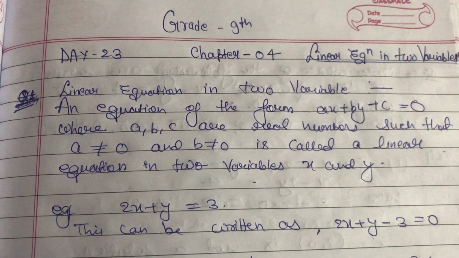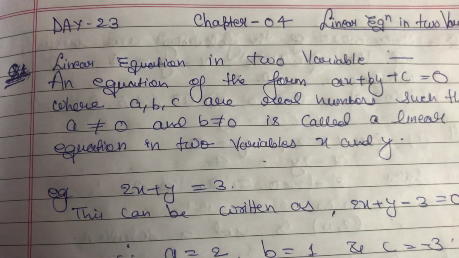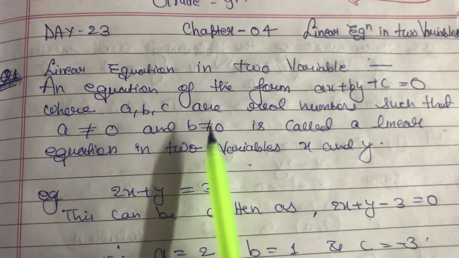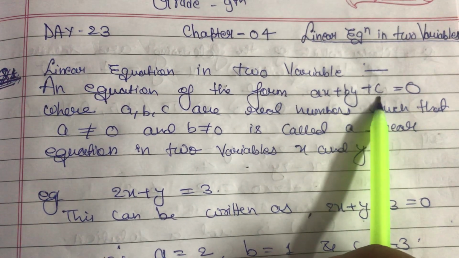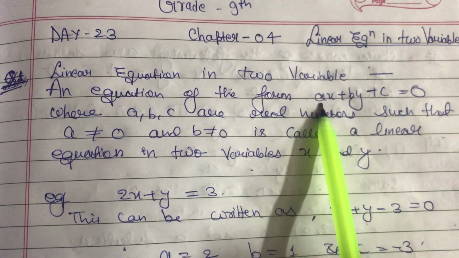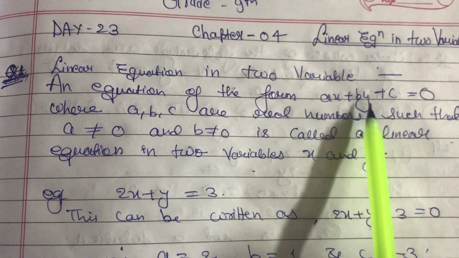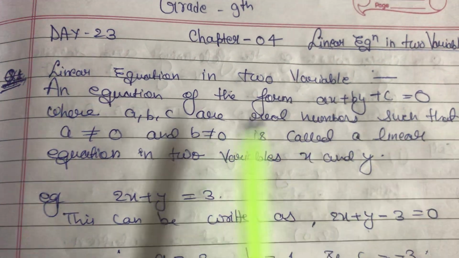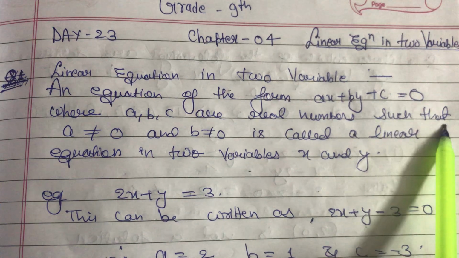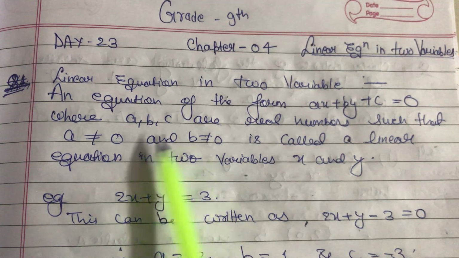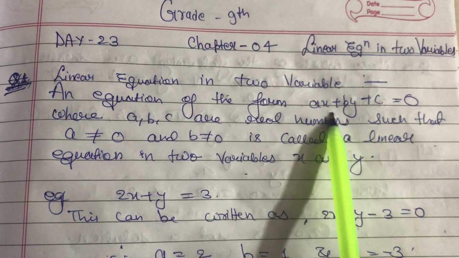So let's start. First of all, the definition, that is linear equation in two variables. The standard form of the equation is ax plus by plus c equals to 0. Remember, this is the standard form of the linear equation in two variables, where a, b, c are real numbers such that a must not be equal to 0 and b must not be equal to 0. Right? And x and y are the variables.